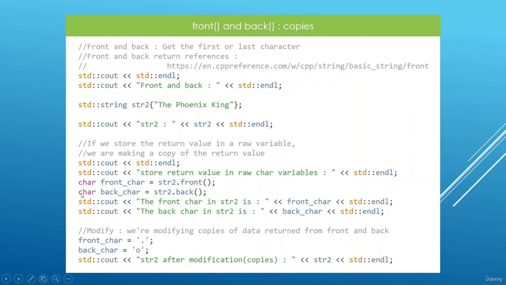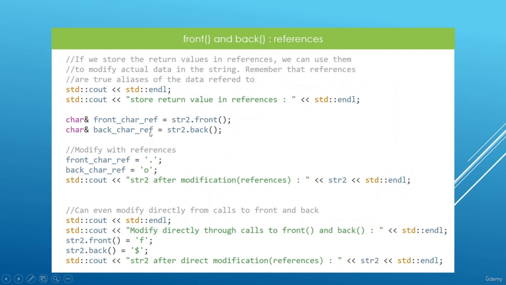But if we do things like this, we can go through these front char and back char variables and modify them, but that won't modify the underlying string here, because these are just going to be copies. If we want to affect the string, we will need to go through references. And we can do that like this. For example, we can say char& front_char_ref like this, and this is going to be a reference. You see that we used the ampersand symbol here, and we can do the same for the back character. Now we're going to have references to the actual characters in our string.